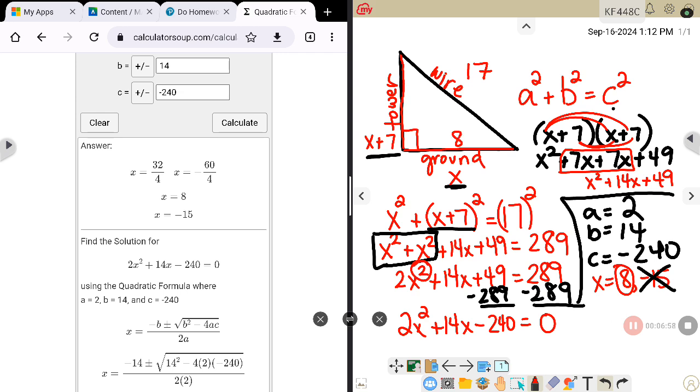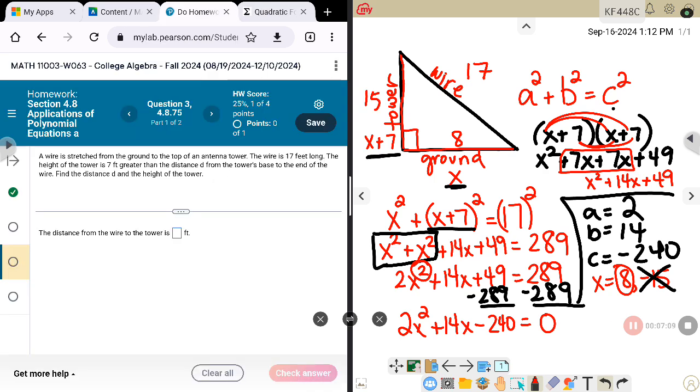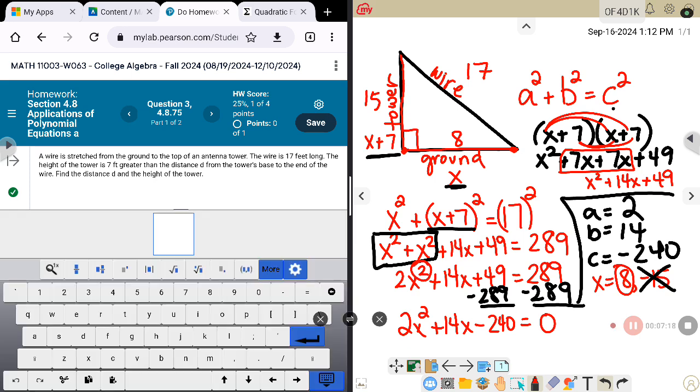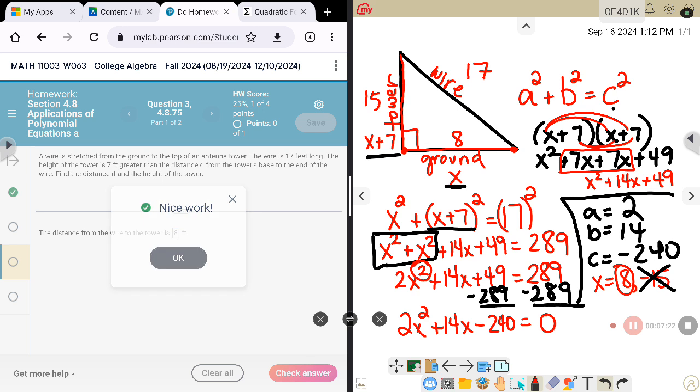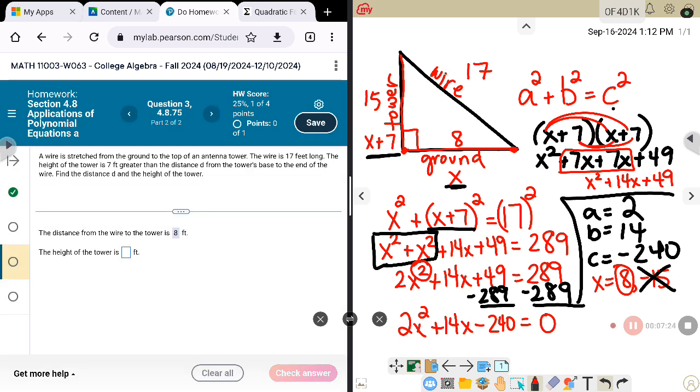Well, if that's 8 and the tower is 7 feet more than that, then the tower is 8 plus 7, which is 15. So the distance from the wire to the tower was 8, and the height of the tower, which was 7 feet greater, would be 15.